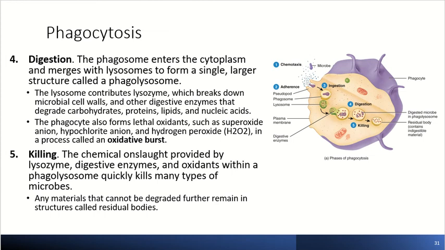Our last step in phagocytosis is going to be killing. And this is when the chemical onslaught that's provided by the lysozyme, the digestive enzymes, and that oxidative burst within the phagosome is going to result in essentially the killing of that microbe that's been ingested. So any kind of materials that cannot be degraded any further are going to remain in the phagosome as a structure called a residual body. And they're just going to kind of hang out here for the most part.